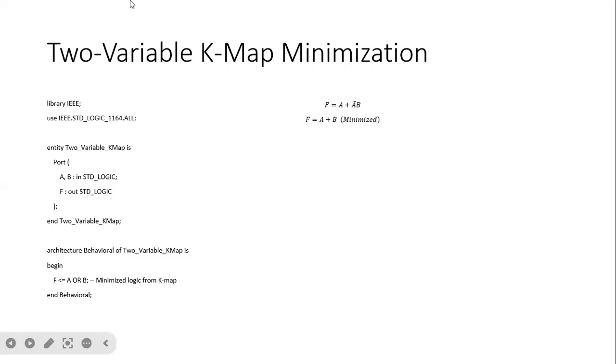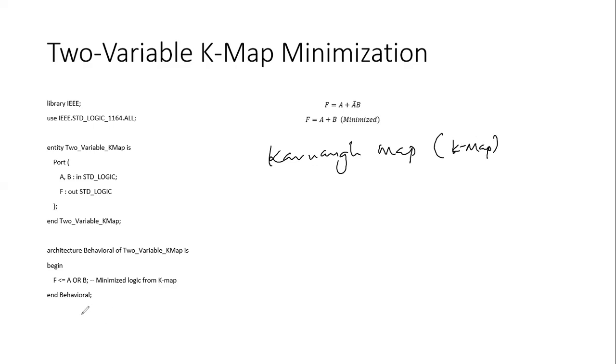So for the K-map minimization, I'll just mention a few things here. It's a graphical representation, okay? And say Karnaugh map. It's Karnaugh map. That's K-map, right? Okay. So we have that the K-map is a graphical technique used for representing the truth table.